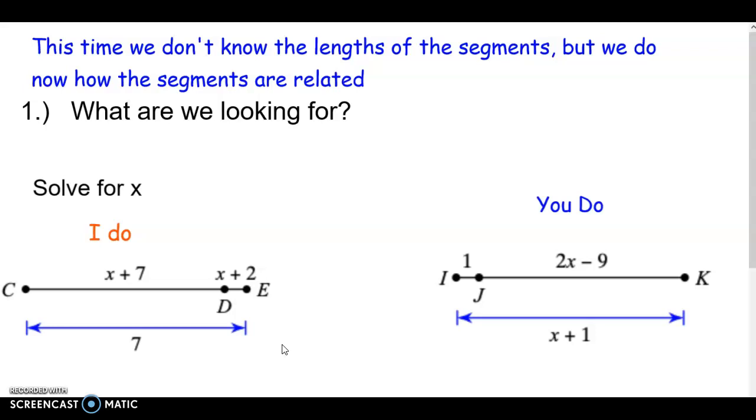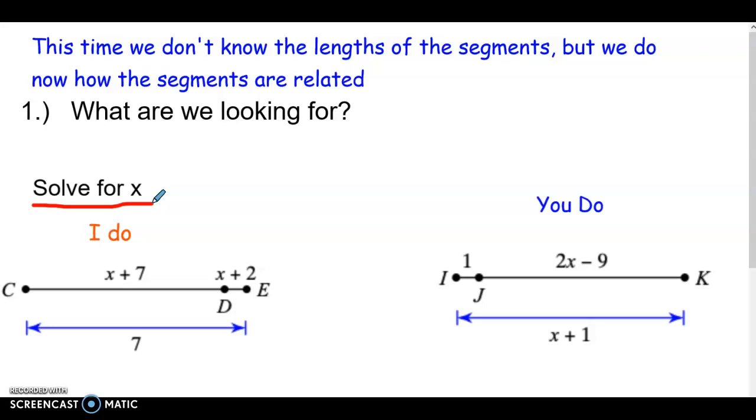Okay, so we've only got a few more minutes. We're going to do two different types of problems. This time, we don't know the lengths of the segments, but we do know how the segments are related. And then you have to ask yourself, what am I looking for? So notice in this problem right here, it says right at the beginning of the problem, solve for x. So I want to know what x is.